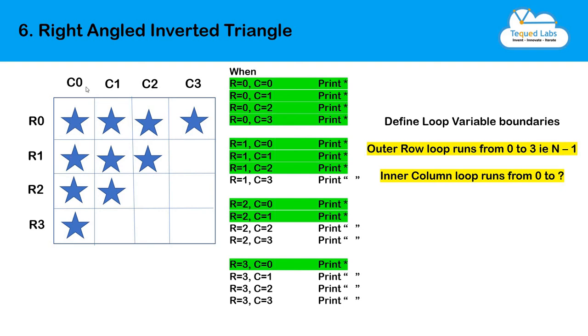R is equal to 1 and C is 0, we print a star. R1, C1, we print a star. R1, C2, we print a star. R1, C3, we print a space. Same thing for the third row and fourth row as well. We have written the cell addresses which have stars and which have spaces.